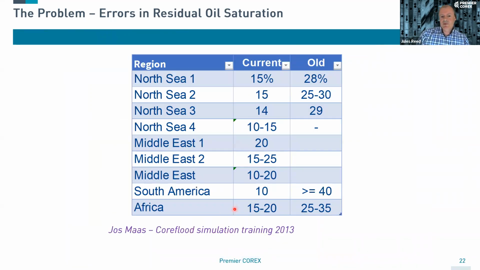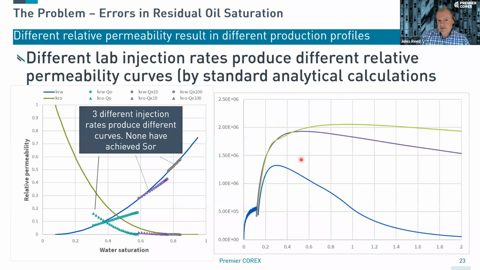And Jos Mas from Shell, in some of his materials, he would reckon that generally or globally we're underestimating or overestimating residual oil by about 10 to 15%. So that's a significant impact.